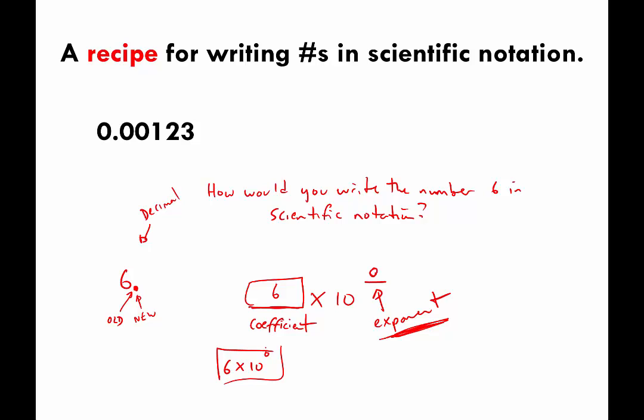Those of you who've taken some fancier math classes may know that 10 to the 0 is another way of saying that equals 1. 10 to the 0 is just another way of saying the number 1. And so instead of 6 times 10 to the 0, I could say 6 times 1. And 6 times 1 is 6. So we got our original number back. So 6 times 10 to the 0, again, is just a fancy way of saying 6 times 1. It's the scientific notation way of saying that.